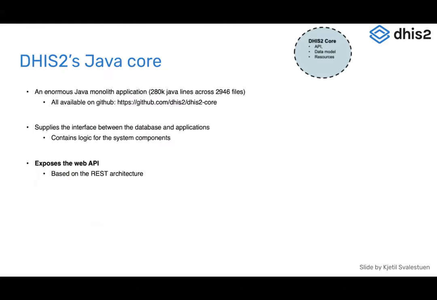The core of DHIS2 is a huge Java application with lots going on inside of it. And it exposes a REST API. If you're not familiar with REST API, you can Google it. It's a fairly common term. But it basically means that you are sending an HTTP request to a particular URL and getting a response back.